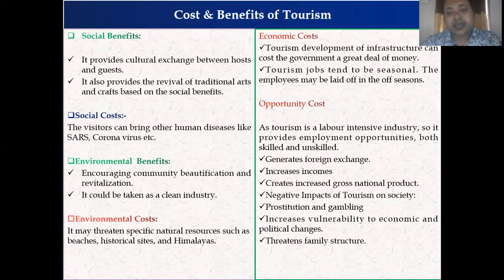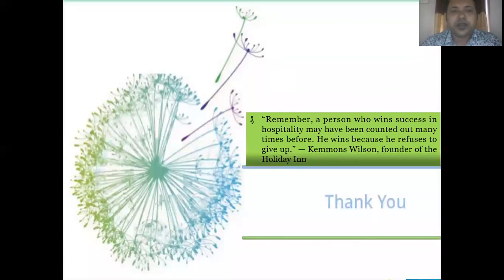And the negative impact of tourism on society also. Opportunity cost refers to things like prostitution and gambling, which also hamper the tourism sector, and they create a bad influence in society. So we should be very sincere and very careful regarding the opportunity cost of tourism.